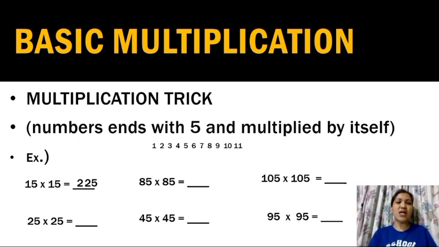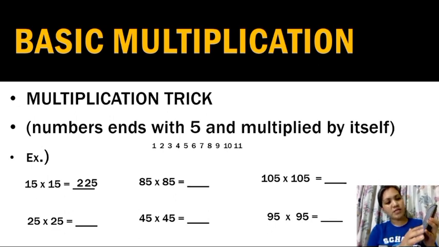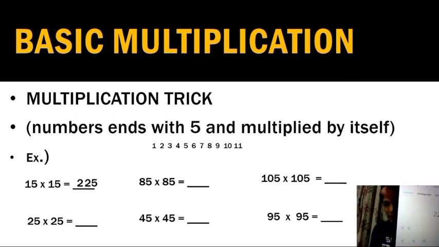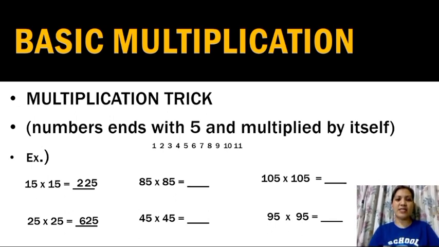15 times 15 is 225. Pwede nyo siyang i-check using your calculator kung tama ba siya. So, pwede yan. 15 times 15 equals, ayan, we get, kita nyo ba? Ayan. We get another. Okay. Ano yung first digit na pareha sila? 2. The number next to 2 is 3. So, that would be your first digit. Again, the last digits are 25, so 5 times 5 is 25. So, 2 times 3 is 6. Ganun lang kadali, guys. Okay, next.